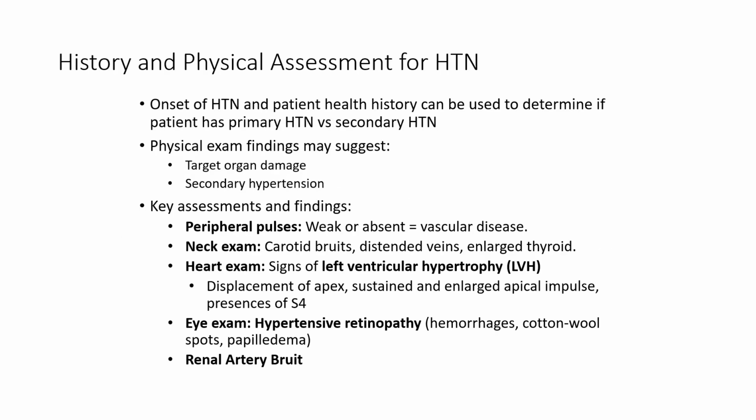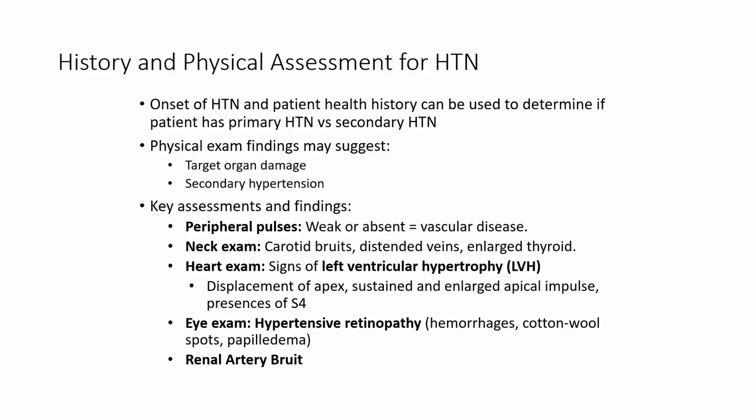History and physical assessment of hypertension. We want to get a good history from our patients, and we want to know when their onset of hypertension started and any health history that can be used to determine if the patient has primary hypertension versus secondary. We also want to know if there's any family history of hypertension, as genetics can be a strong indicator of risk of hypertension. Physical exam findings, again, usually we won't see exam findings unless we have some target organ damage or if we have secondary hypertension.